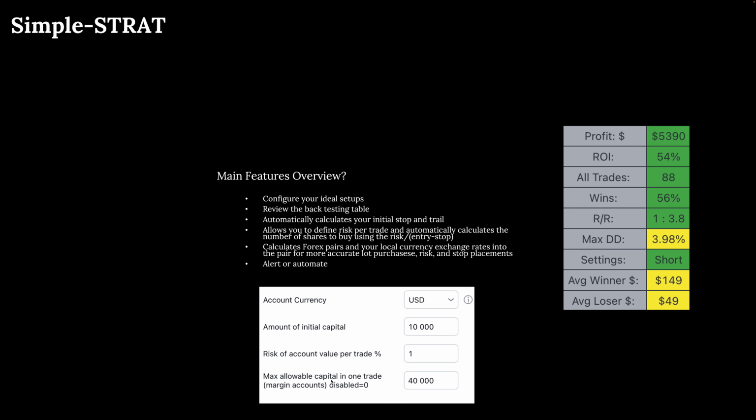And then the max allowable capital in one trade. This is more or less for margin accounts. I put this in, and it helped me because Simple Strat is going to calculate your number of shares to purchase, and that's one of the things I'll be talking about here. Your number of shares to purchase is based off of the point of entry, where the trigger is in, minus the initial stop that it has automatically calculated based on your settings. And then it takes that difference and divides it by the risk tolerance.